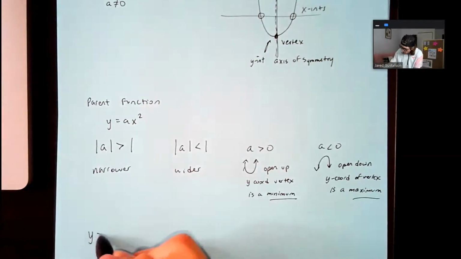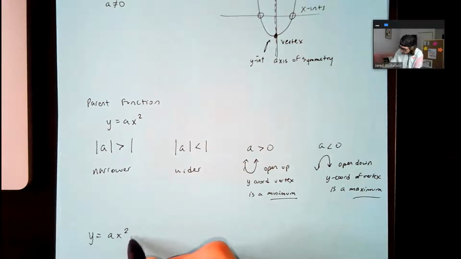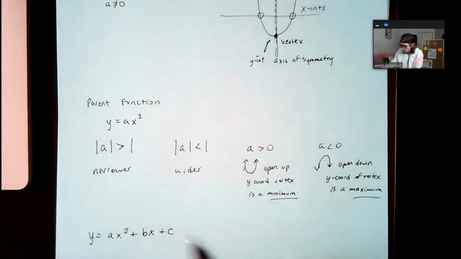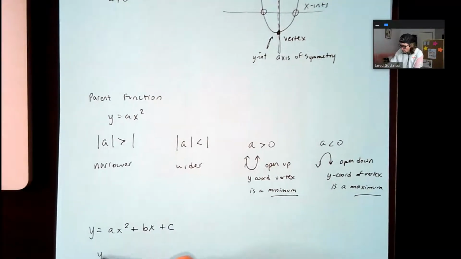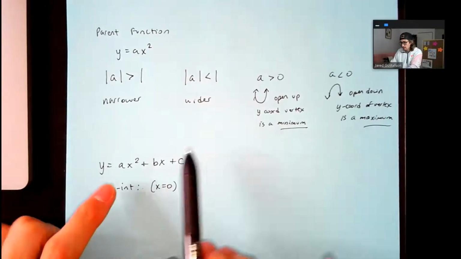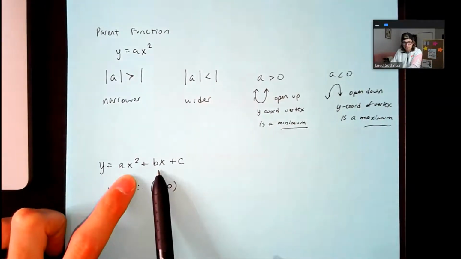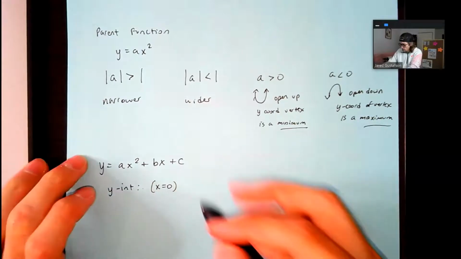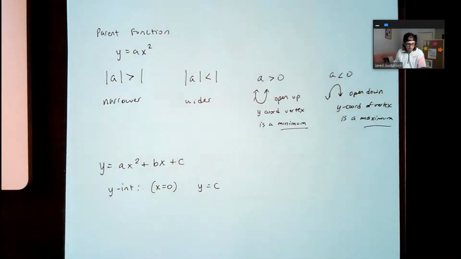Let's look at our standard form, ax squared plus bx plus c. How can we tell where the y-intercept is? If you think back to our notes from Monday, how do we find a y-intercept? That's when x equals 0. Sorry, you can almost not see that. You plug in x equals 0 here, what are we left with? C. So c would be the y-intercept.